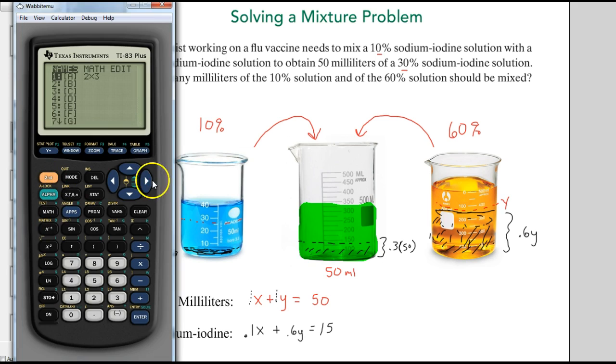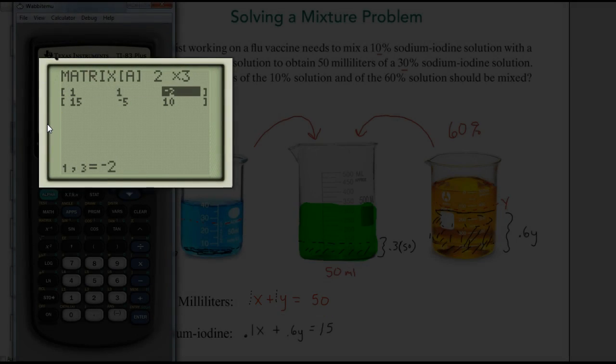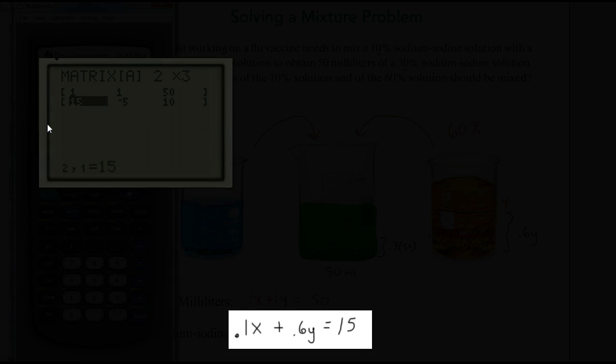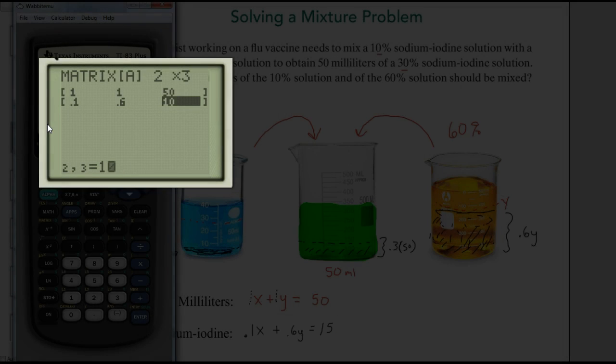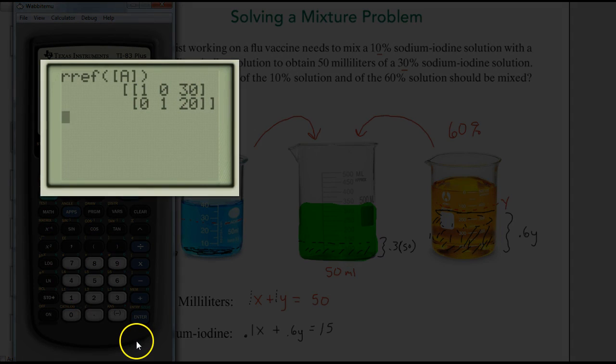Second matrix, I'm going to go over to edit. So 2 by 3 again, because we have two equations, two variables plus a constant. That's where the 3 is coming from. So plugging in my numbers, I got a 1, 1, and a 50. And then for the next one, I have a 0.1, 0.6, and a 15. All right, so there is my system. I'm going to back out, and remember, go back in, go over to math, RREF, and then call matrix A, whichever one you've set up. So there's what we need.